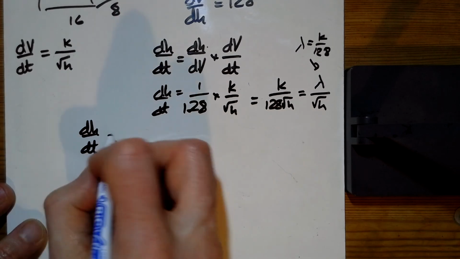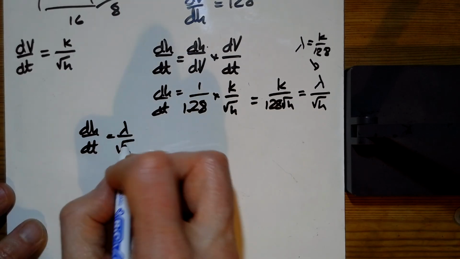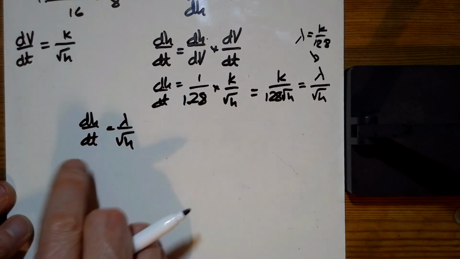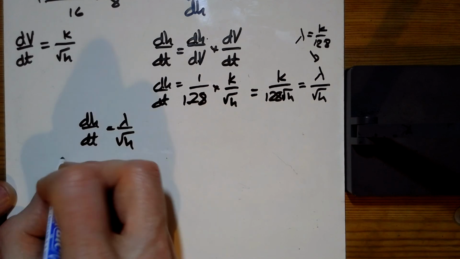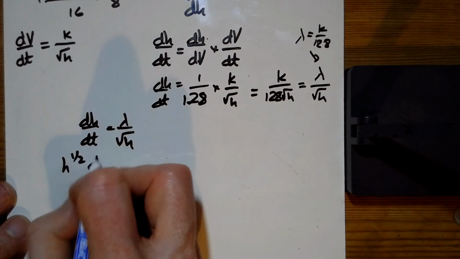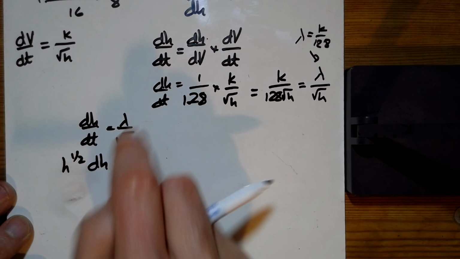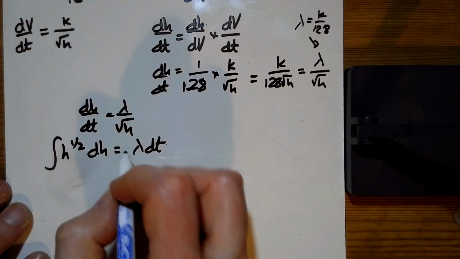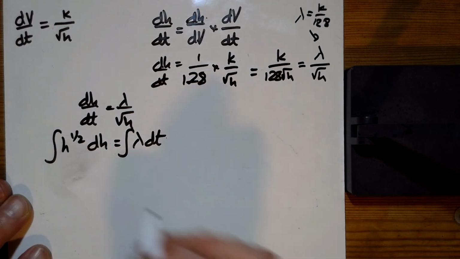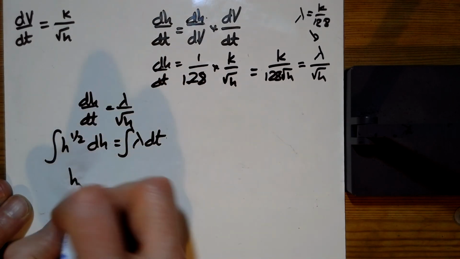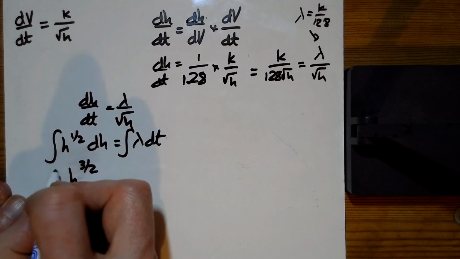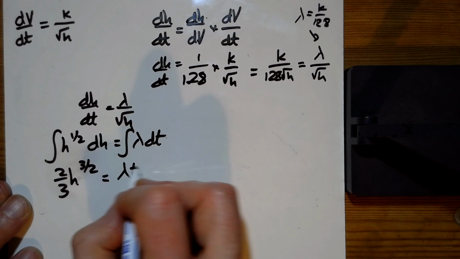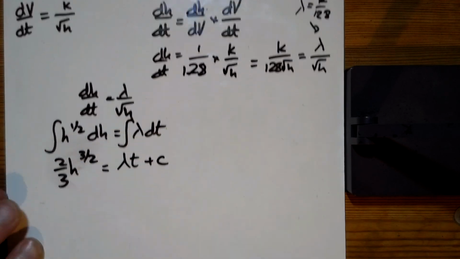And again, not many people got a lot for part B either. This is a differential equation. So we need to multiply up the root h up here. I'm going to write it as h to the power of a half as well, because I know what's coming next, dh. I'm going to put the dt up here, so we get lambda dt. Stick an integral sign in front of both sides. When you integrate h to the power of a half, the power goes up by 1, and we divide by the new power. When you integrate lambda dt, you get lambda t plus c.